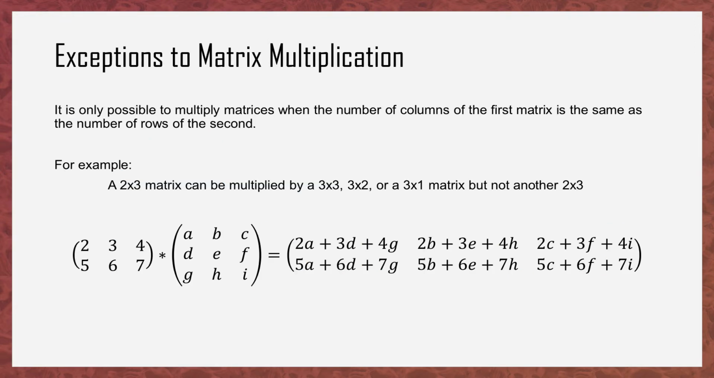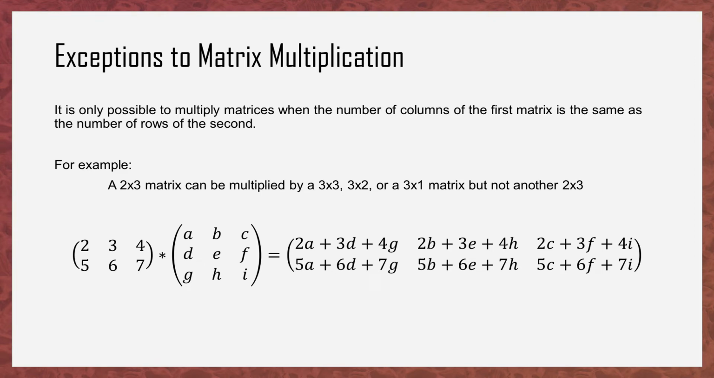Now, every matrix can't be multiplied by any other matrix. There has to be certain criteria that are met. So for example, we have a 2 by 3 matrix here, and that could be multiplied by a 3 by 3, as you can see here, or a 3 by 2, or a 3 by 1 matrix, or a 3 by 4, or a 3 by 8, but not another 2 by 3 matrix. Because the number of columns of the first matrix has to be the same as the number of rows of the second matrix. Otherwise, we wouldn't have everything that would match up with each other.